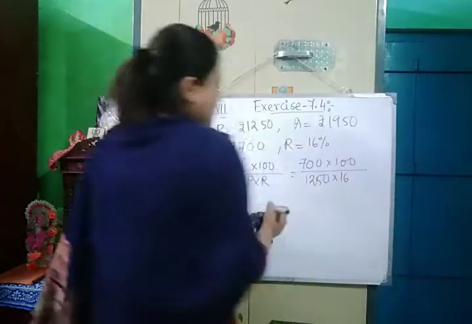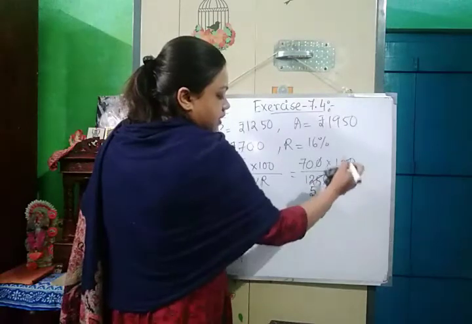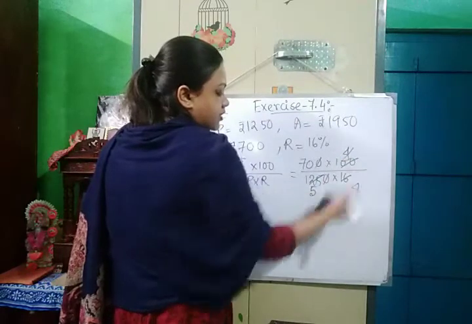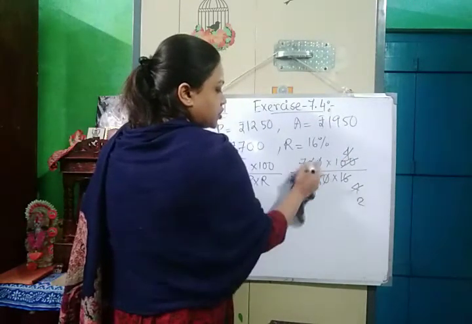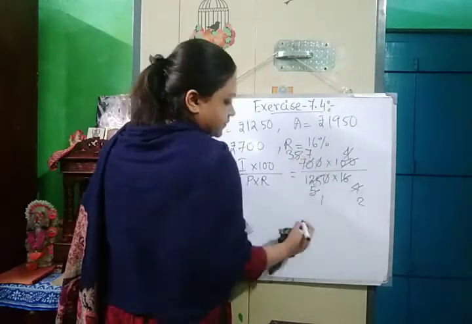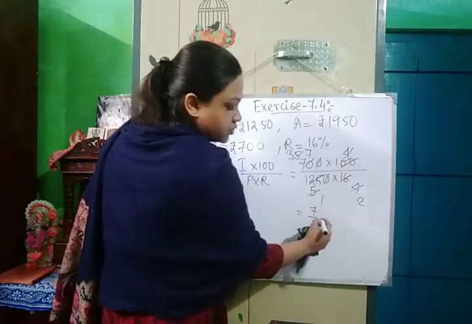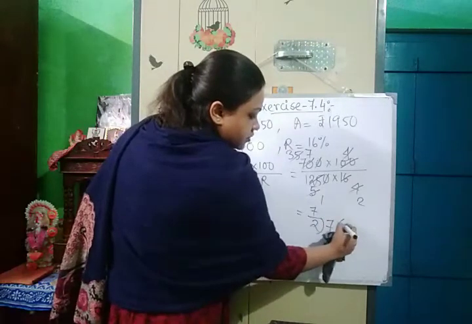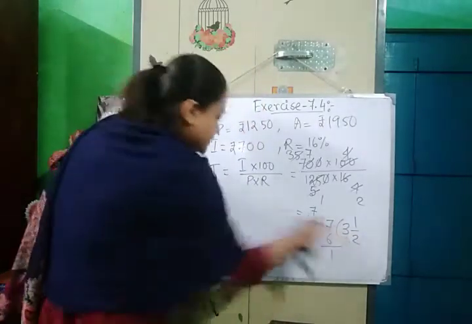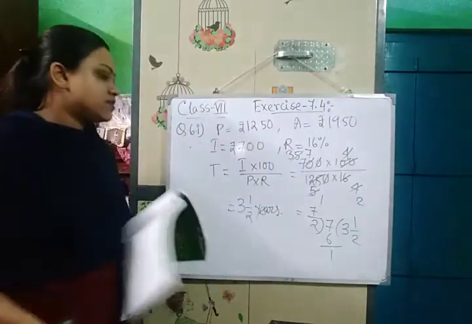So now we will do the cancellation. 0 cancelled. 25 5s are 125, 25 4s are 100. Now 4 4s are 16, 4 1s are 4, 4 2s are 8, 2 35s are 70, 5 1s are 5, 5 7s are 35. So it's 7 by 2. Now we will divide it. 3 2s are 6, 1 by 2. So that means this is the time. Time is 3 whole 1 by 2 years.